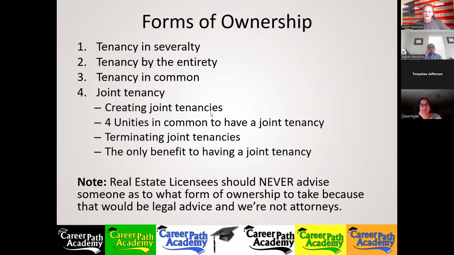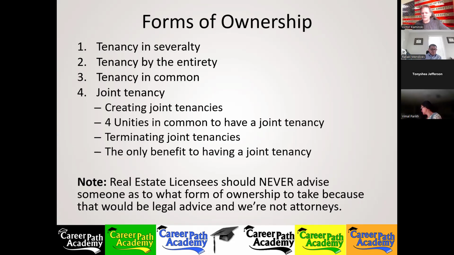You need to have 4 unities in common, which we're going to learn about. And then we're going to learn about how to terminate joint tenancies. And, well, the only benefit to having a joint tenancy, I just let the cat out of the bag and told you, it's the right of survivorship. Now, we're going to learn about each one of these, and you're going to know the details about them and how they work.